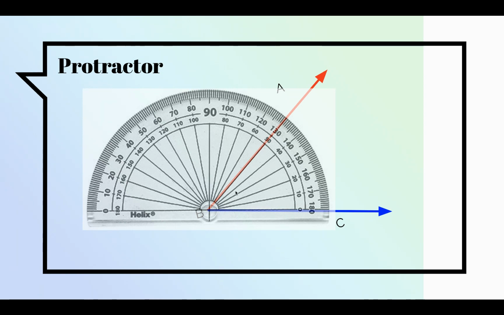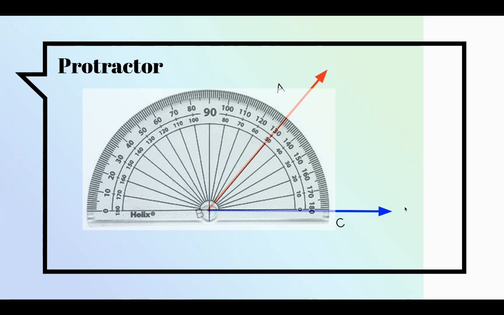Then you read where the other side goes through, and there are 2 numbers. There's 50 or 130. Well, which do you think angle ABC is? Would it be 50 degrees or would it measure 130 degrees? Well, obviously it's an acute angle, so it's going to be less than 90 degrees. So the 50 degrees is what we want to use. The reason why there are two sets of numbers is because it's directional.